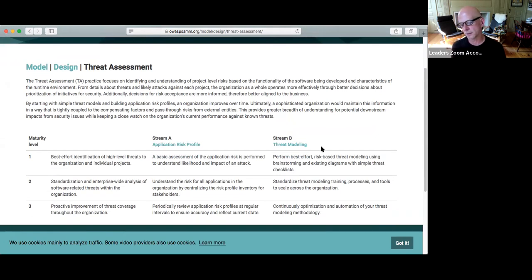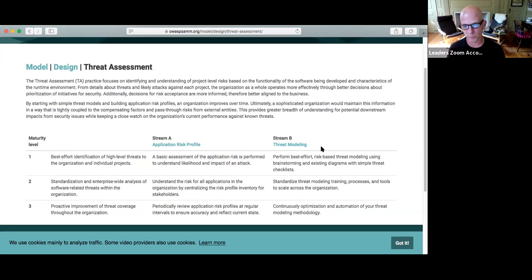And the second stream, B, is threat modeling, which many of you in security have probably heard that term and have maybe even taken part in some threat modeling activities. Perform best effort risk-based threat modeling using brainstorming and existing diagrams with simple threat checklists.